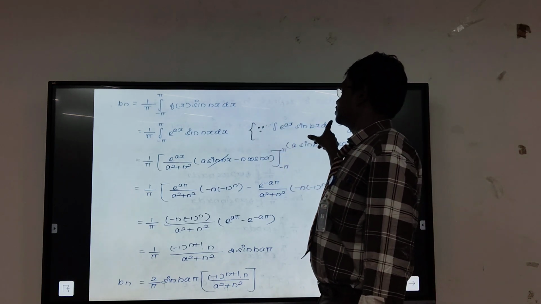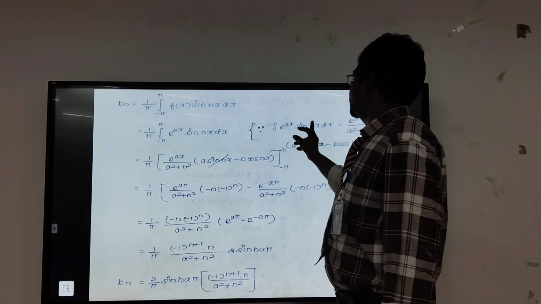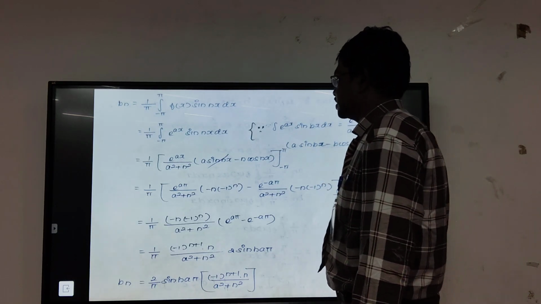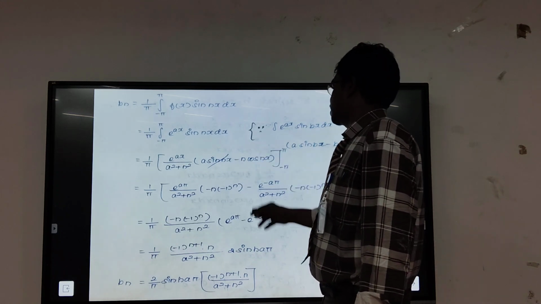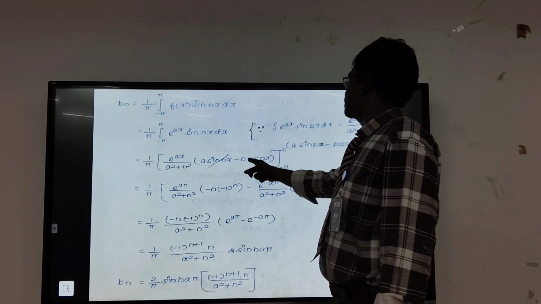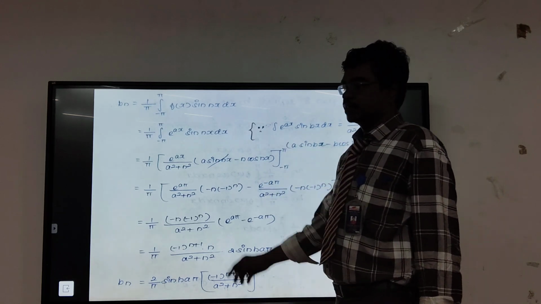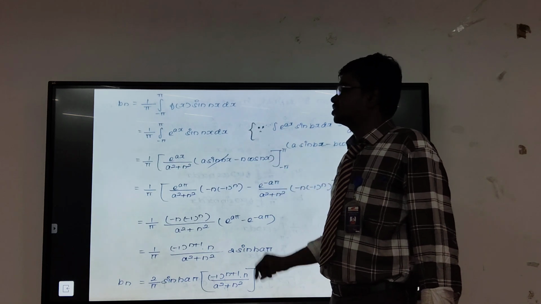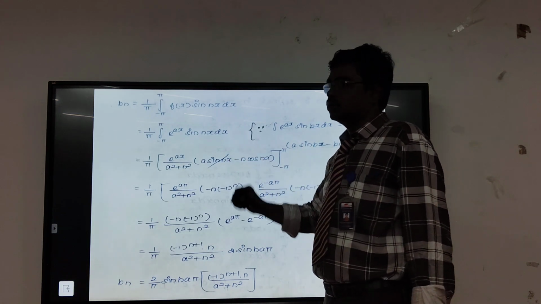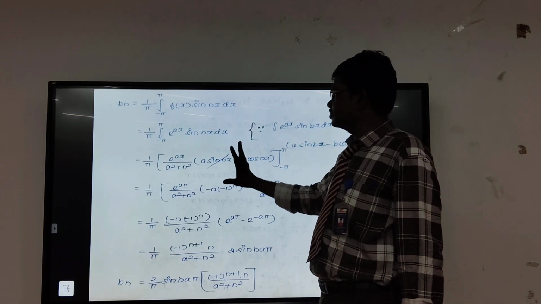So for the problem we can replace here a by a and b by n. So we get the formula here, 1 by pi, e power ax by a square plus n square, a sin nx minus n cos nx. Here a sin bx minus b cos bx, that is a sin nx minus n cos nx. Here the lower limit is minus pi and the upper limit is pi. We can use the sin term. For the upper limit, sin n pi is 0, and for the lower limit minus pi, sin of n into minus pi is 0. So the total sin term will be 0.